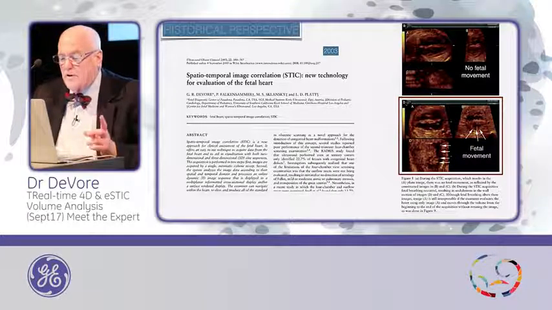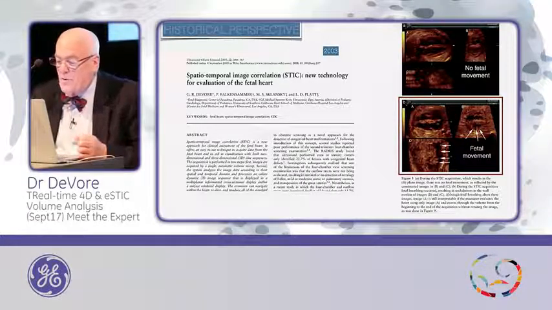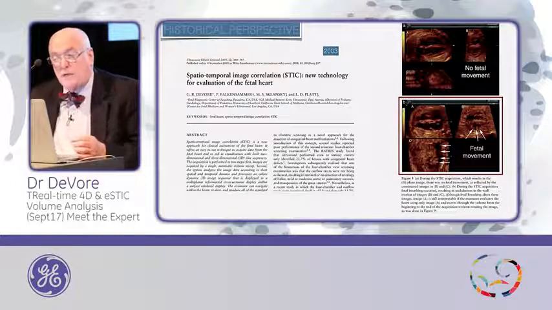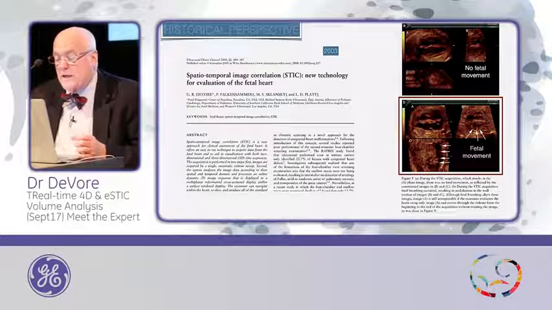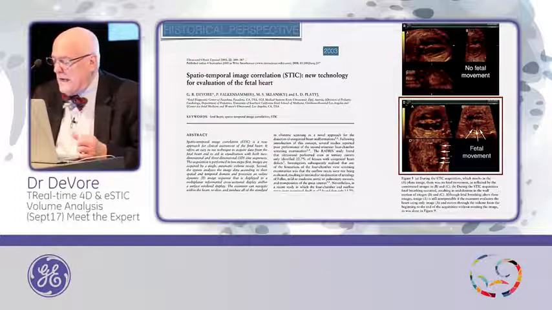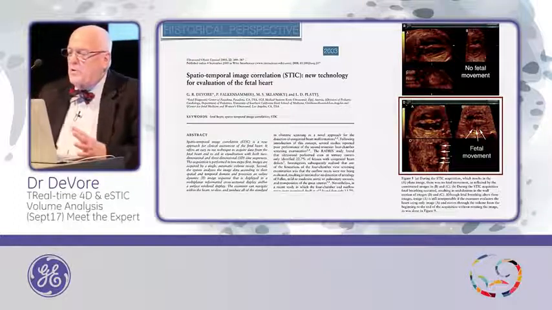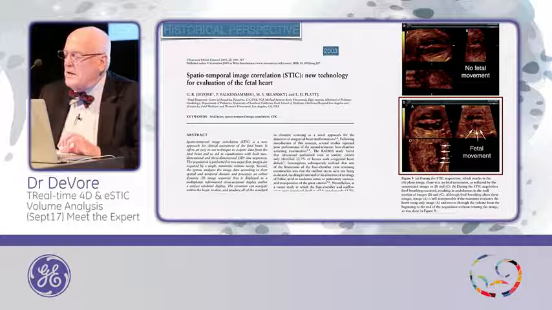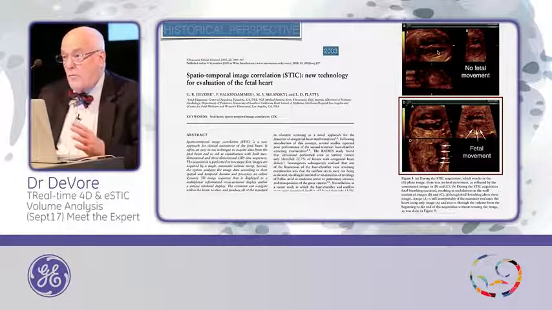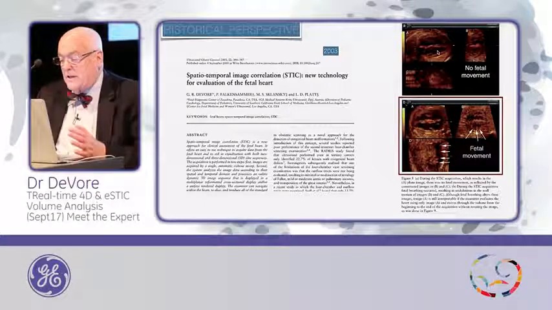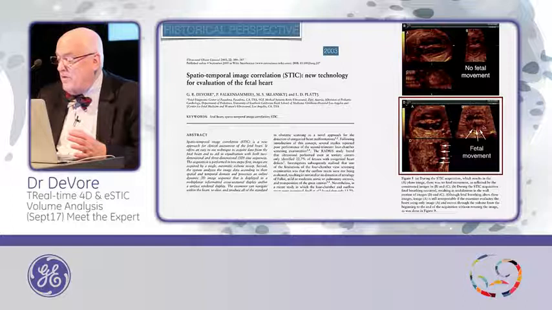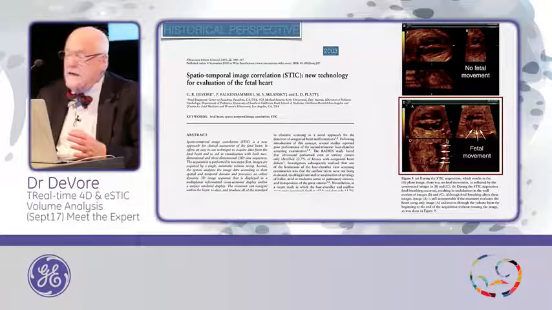And Peter Falkensheimer, who is also a physician, participated with us on this paper, as well as Dr. Mark Skalansky, a pediatric cardiologist, and Dr. Larry Platt. At the time STIC was introduced, we were excited about the fact that we could see 3 planes simultaneously on the screen. However, one of the problems was that sometimes the fetus didn't stand still. In fact, many times it didn't, and we would see artifact on the display.